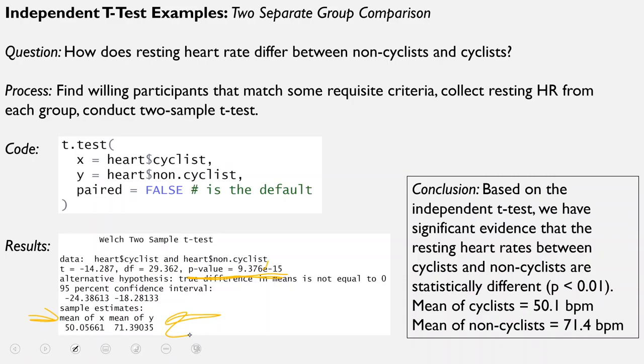So coming over here to the conclusion, based on the independent t-test or two-sample t-test, we have significant evidence that the resting heart rates between cyclists and non-cyclists are statistically different, p-value less than 0.01. So that's fine. That's good. And then you would report the mean of both groups. So the mean of the cyclist is 50.1. Mean of the non-cyclist is 71.4. Okay. You can also report the difference between the two, but just be careful with that because we're not really working with differences. We're just looking at how the two distributions differ.